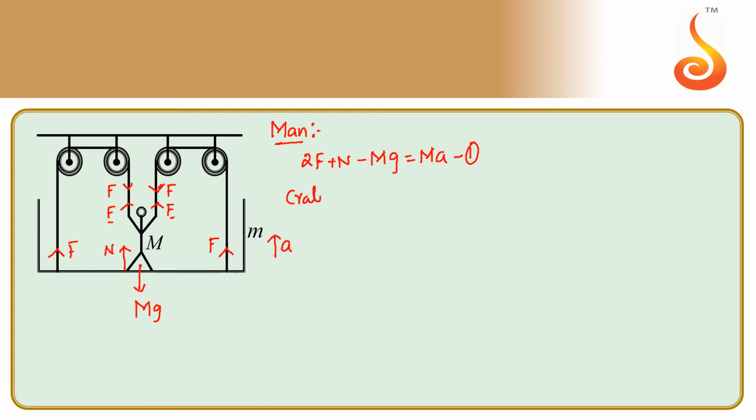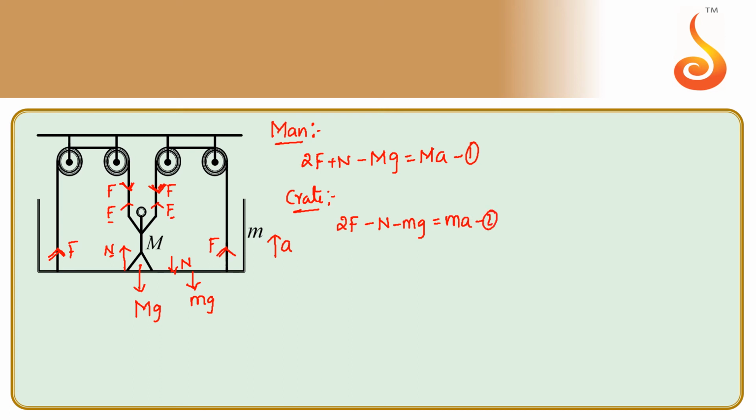For the crate, the free body diagram will be: since the man applies F force on the rope in the downward direction, the ropes also will apply F and F in the upward direction on the crate, and the crate's own weight mg will act downward. Since the crate applies normal force N on the man, the man also applies the same normal force on the crate. So what we can write is 2F minus N minus mg equals ma.